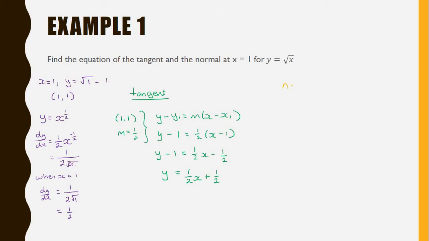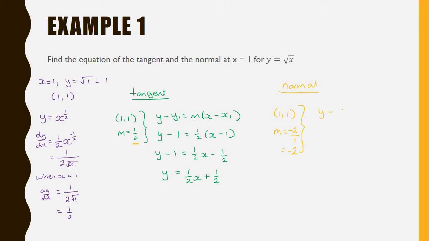Next up was to find the equation of the normal. We still have the same point. Remember, the normal is perpendicular. So in order to find the gradient, I need to take the gradient of the tangent, flip it over, take the reciprocal, and then change the sign. So that means that the gradient of my normal will be -2.